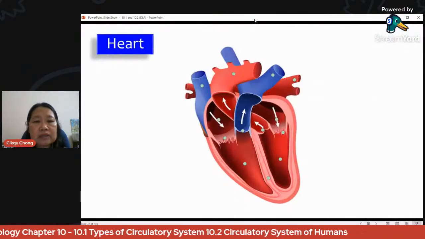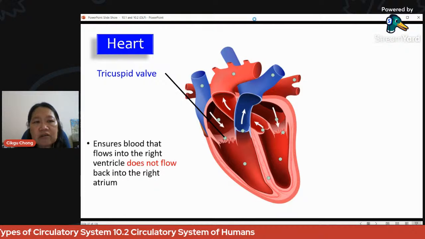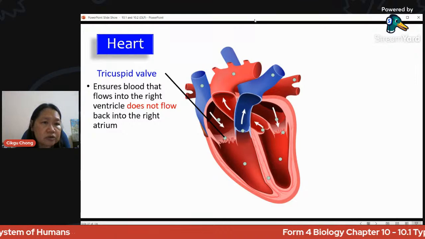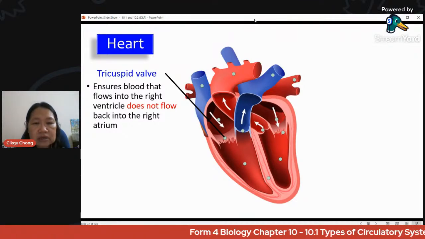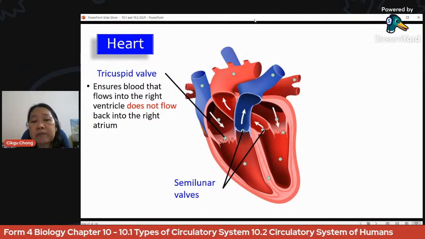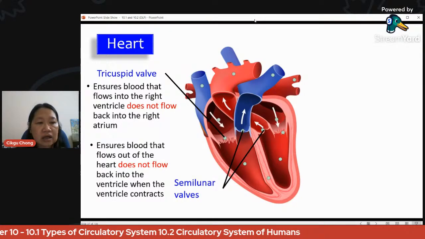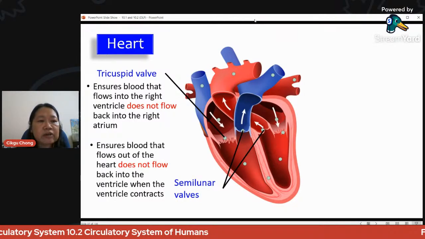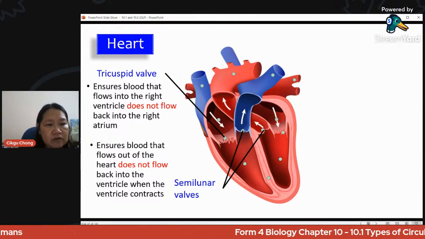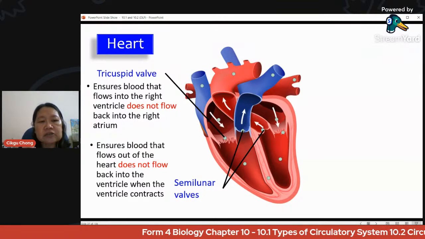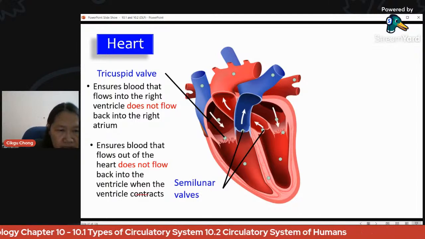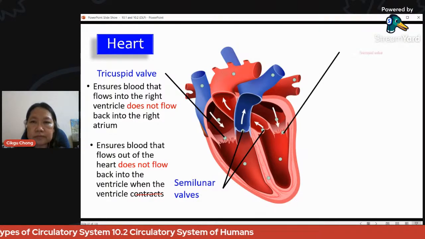Next, what about the valves? Tricuspid valve, everything is to ensure blood does not flow backwards, that's all. This one is from the atrium, enters the ventricle, doesn't flow back to the atrium. And semilunar valves also stop the blood from coming back to the ventricles. When the ventricle relaxes, not contracts, it ensures blood that flows out of the heart does not flow back into the ventricle when the ventricle relaxes, not contracts.